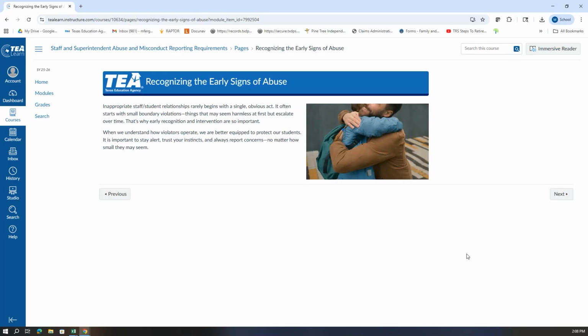So, recognizing the early signs of abuse. Inappropriate staff-student relationships rarely begin with a single obvious act. It often starts with small boundary violations, things that may seem harmless at first but escalate over time. That's why early recognition and intervention are very important.